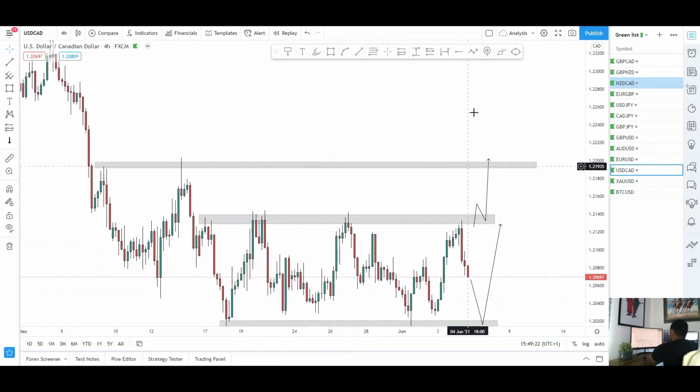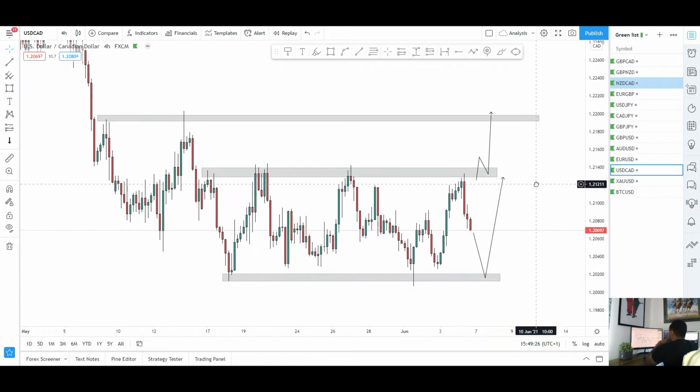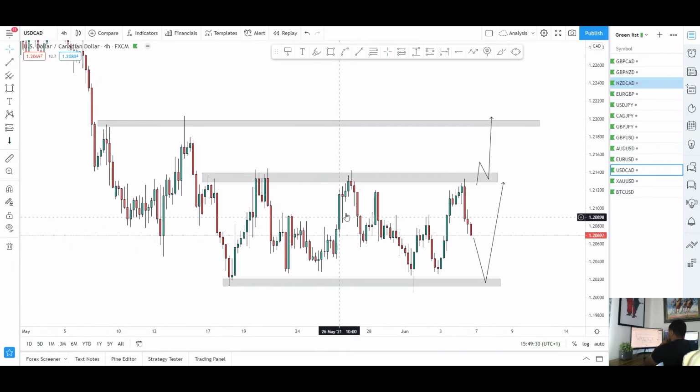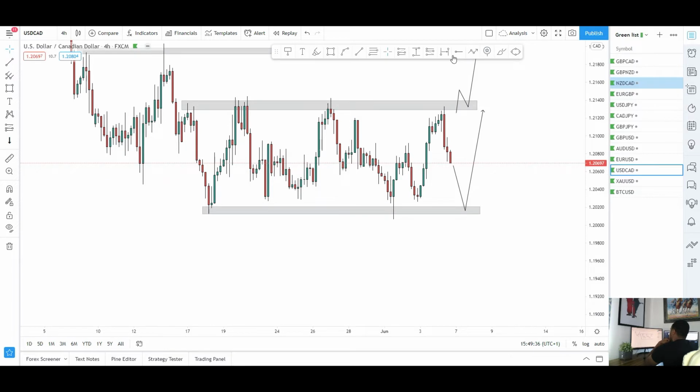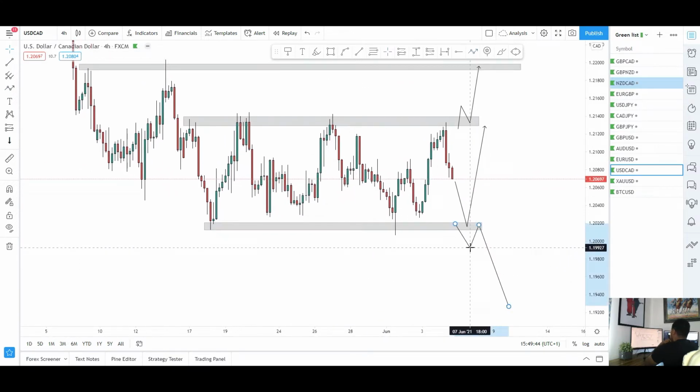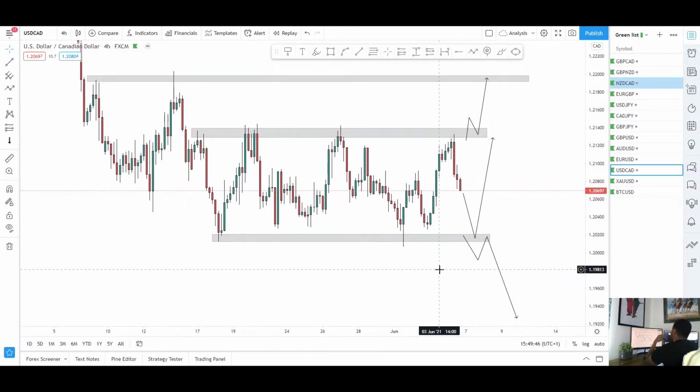Unless we start to see a big break of structure and start to trend to the upside, then we can be a bit more confident with our buys. But overall, USD CAD is still very bearish. So if you do break to the upside, I do think this target of resistance is probably where price will go. And if you do break to the downside, then we just see a continuation of the overall bearish trend in the market, because again, higher time frame still pointing to the downside. But right now, USD CAD is still moving sideways.